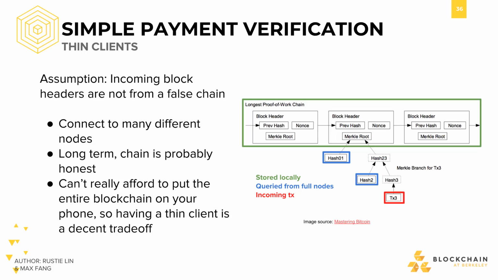Thankfully, it's generally okay to assume that incoming block headers are not from a false chain. As long as you connect to many different nodes, then the probability of each one being controlled by one malicious entity is significantly lowered. And as long as you're connected to a variety of nodes, in the long term, the chain you'll see will be honest, a core assumption that we make in Bitcoin to begin with.